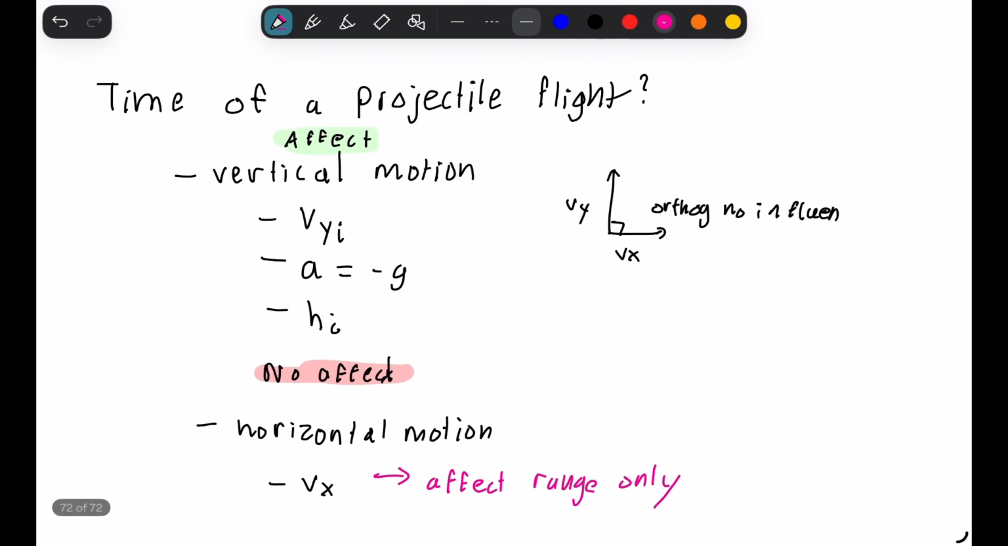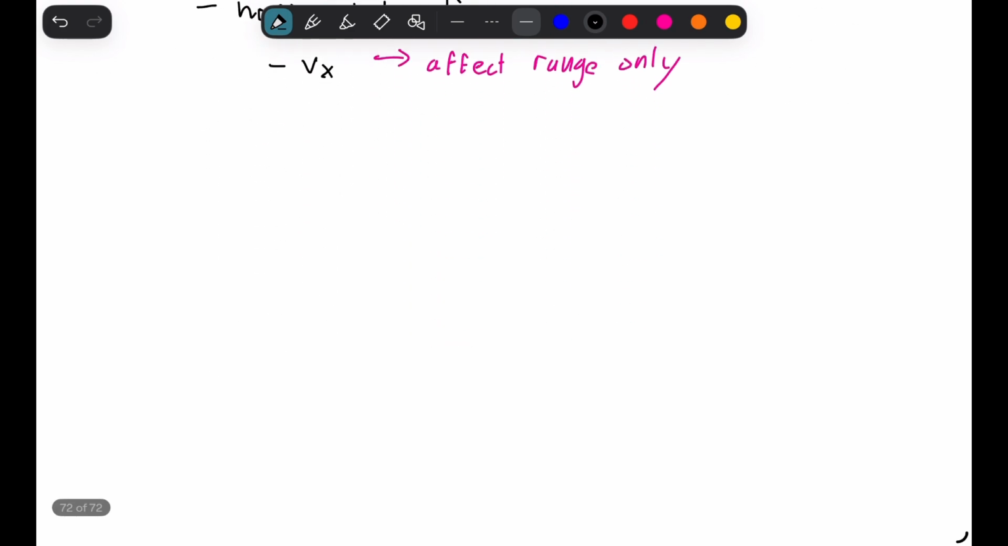Our vertical motion is going to be governed by gravity, and that is going to be the only force that is going to cause the object to return to the ground. And because our vertical velocity and our horizontal velocity are orthogonal, they have no influence on each other, and we look at these two different vectors separately so that we are able to add our vertical motion and our horizontal motion.